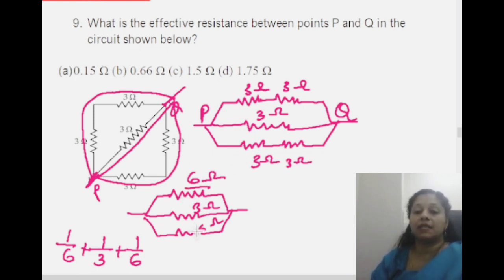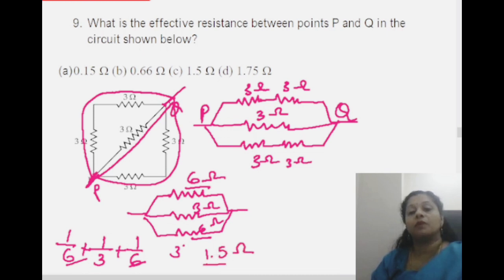So 6 and 6, how much will we get? 6 and 6 together we will get 3 ohm. Then 3 and 3 together we will get 1.5 ohm. So total we have 1.5. So for any two parallel connection with the same resistance, the answer would be half of it.